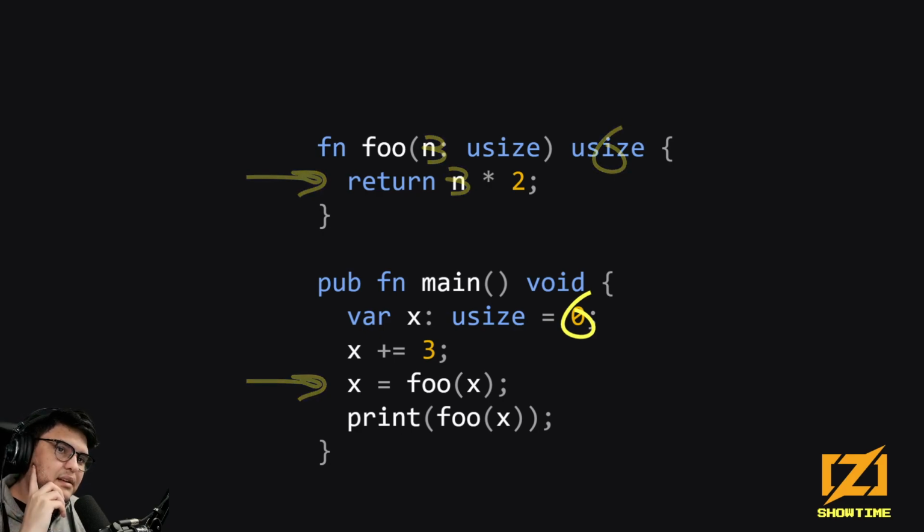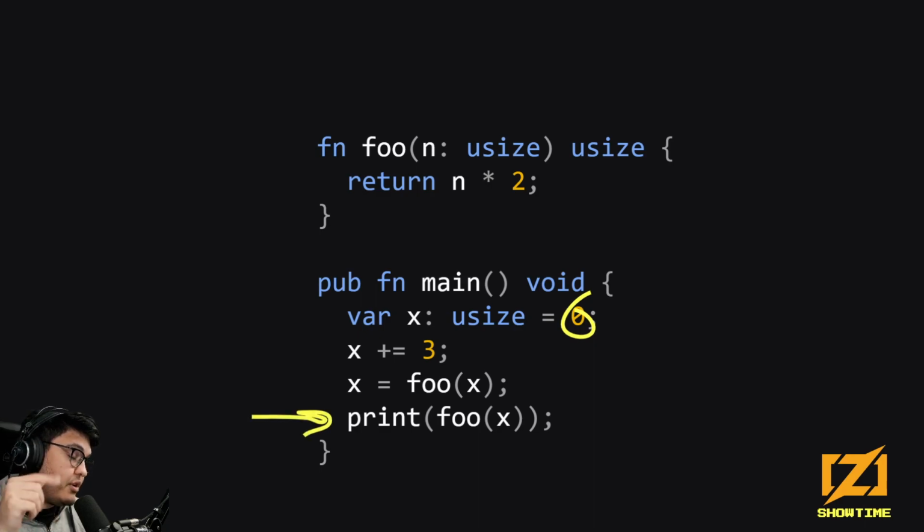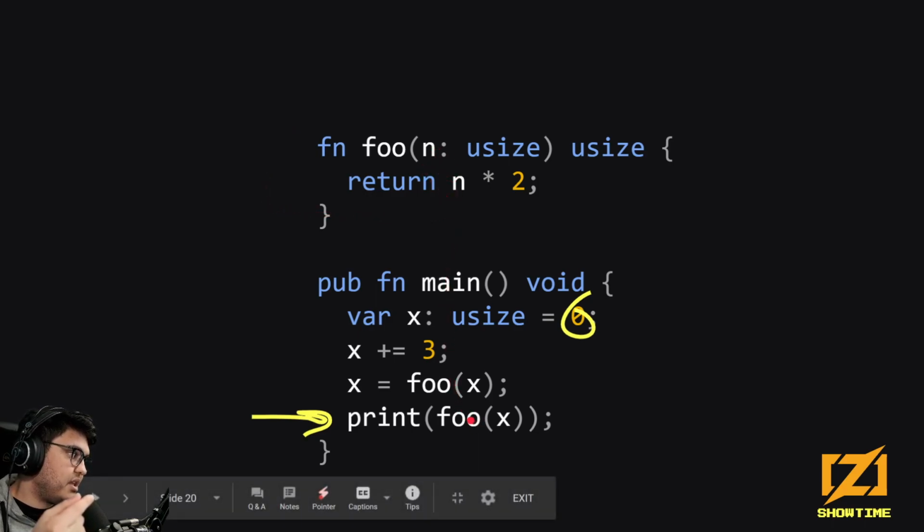Then, next line is print foo x. Now, you're calling into the function again, and what you learn after a while is that you need to reset the state of the function that you're calling, because if you call a function a second time, everything starts from scratch again. So n is not 3 anymore. n is going to be the new value of x when we call foo.